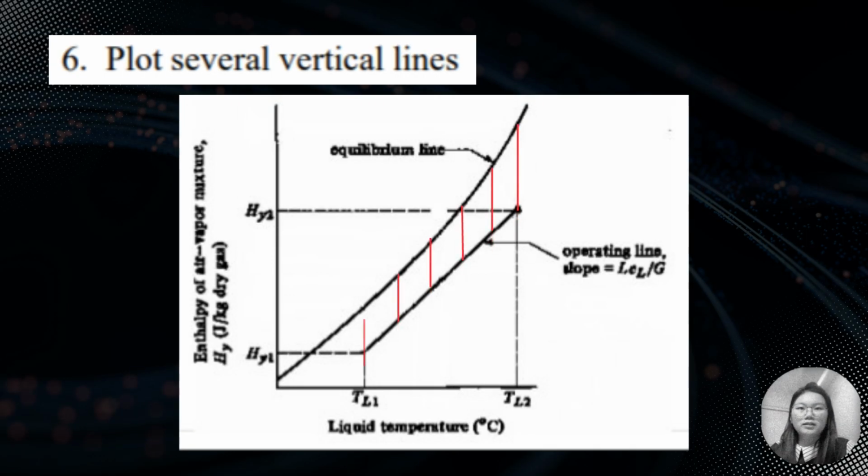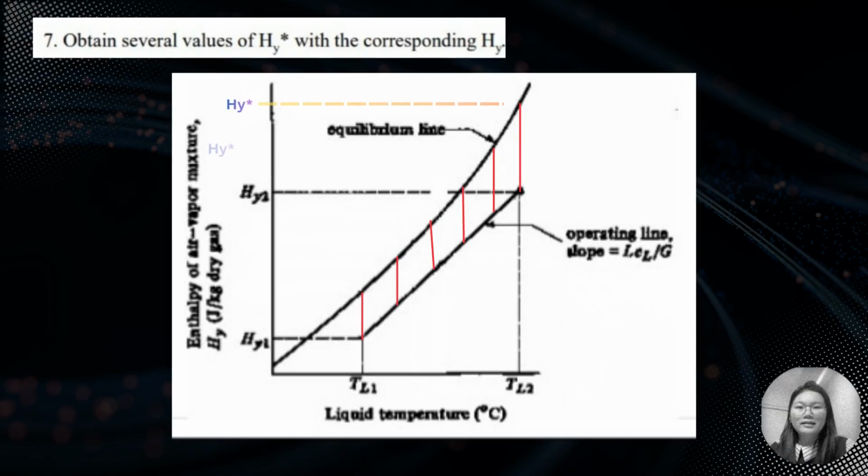Next, we need to plot several vertical lines using the Hy value, and then we extend the lines until they touch the equilibrium line, like what I have shown using the red lines. We need to plot at least 5 lines. Then, from that we can know the Hy stars.